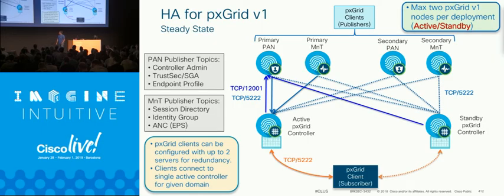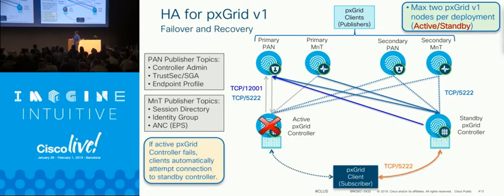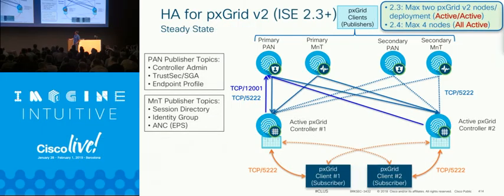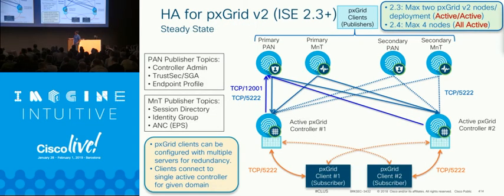PX Grid HA, well, nothing much, but before 2.4, the PX Grid client could talk to both of the controllers, but one at a time. But now in 2.4, the client can talk to multiple PSNs. So one client is subscribed to two PSNs or PX Grid nodes, so that gives you more high availability on the network for the PX Grid nodes, all right?